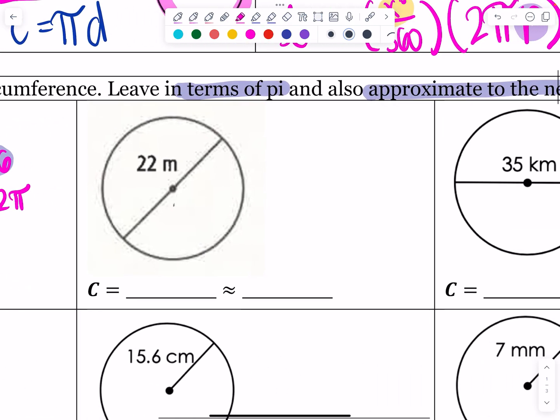All right. This next problem is a little bit harder because we don't have a radius, we have the full diameter. It is pretty easy, y'all are really good at this, to find the radius from the diameter.